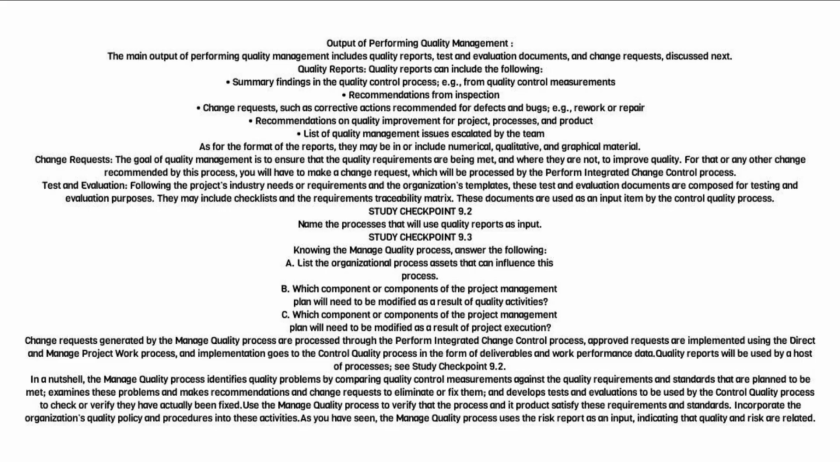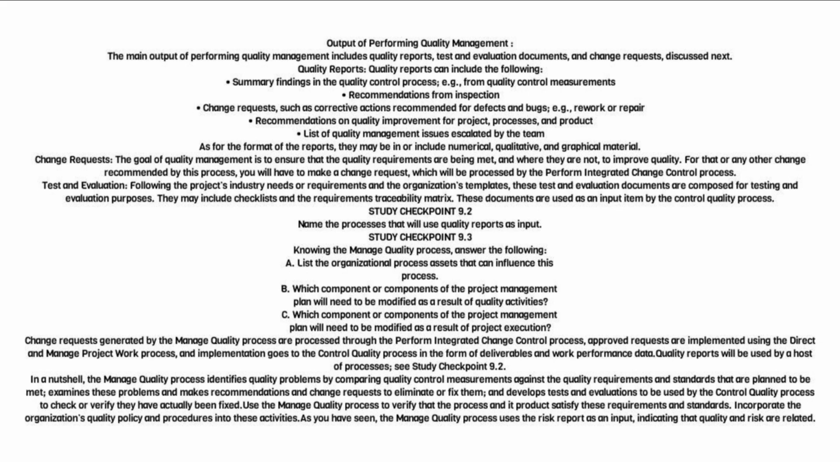Output of performing quality management. The main output of performing quality management includes quality reports, test and evaluation documents, and change requests, discussed next. Quality reports. Quality reports can include the following: summary findings in the quality control process, example, from quality control measurements. Recommendations from inspection. Change requests, such as corrective actions recommended for defects and bugs, example, rework or repair. Recommendations on quality improvement for project, processes, and product. List of quality management issues escalated by the team. As for the format of the reports, they may be in or include numerical, qualitative, and graphical material.